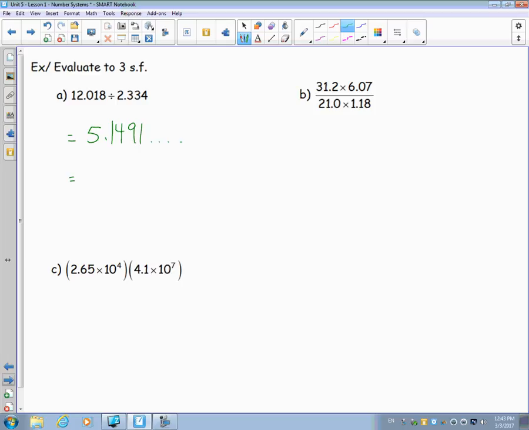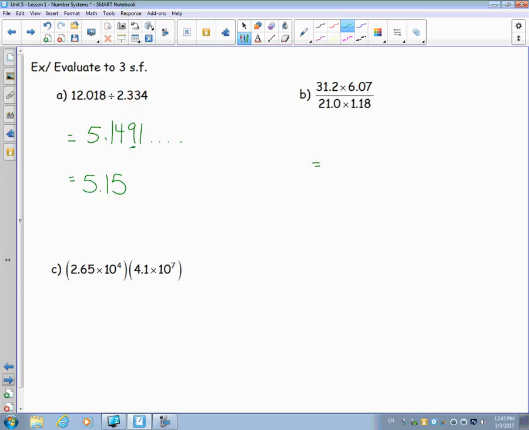But what do I really care about? 3 sig figs. So 5 is important, 1's important, and the next digit's important. Do I round up? Well, the 9 tells me yes. So 3 sig figs, 5.15. Try to show your rounding, that you've actually taken an answer and then rounded to 3 sig figs.